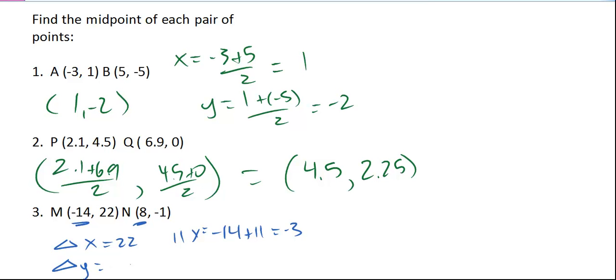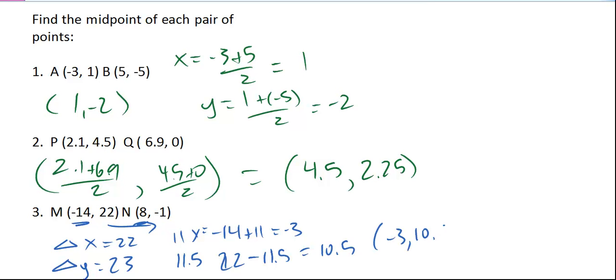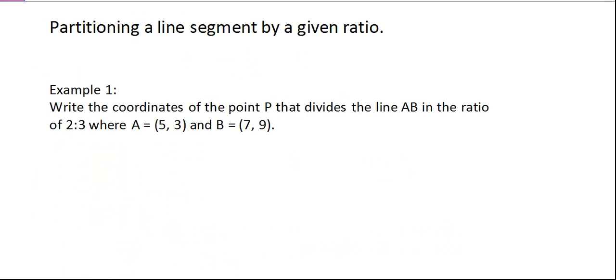The change in y here is 23, which means half of that is 11.5. And if I take 22 and I subtract 11.5, since I'm going in the negative direction to get from 22 to negative 1, I would get 10.5. So this means my point must be negative 3, 10.5. And you can, of course, check that using the formula like we just did. So midpoint's a very simple topic, and I hope we don't have to spend much more time on it.